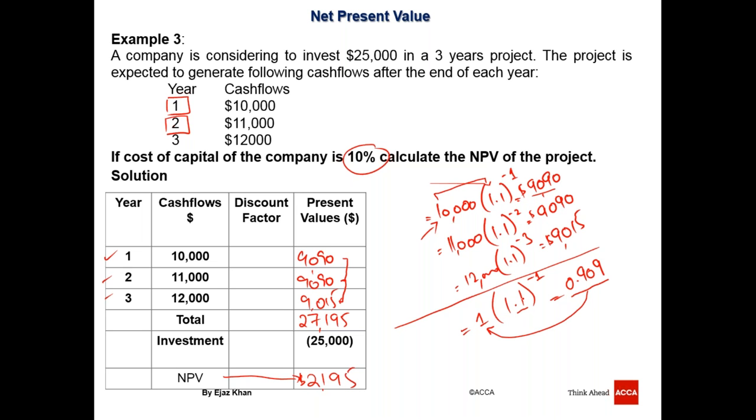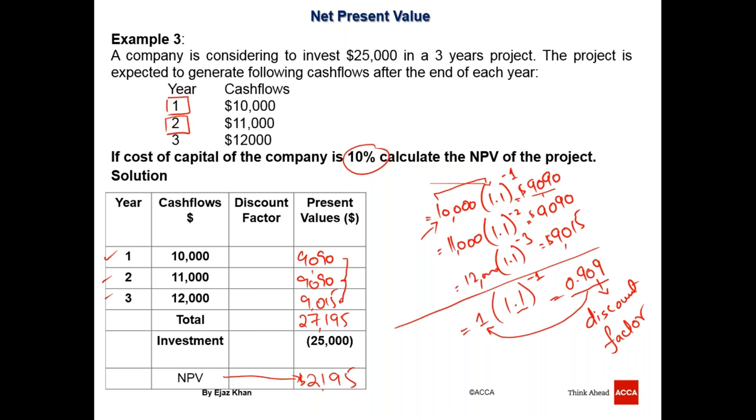The maximum that should be invested for $1 to be received in 1 year's time should be 0.909, provided that the company needs to generate a return of 10%. So for every $1 that it receives in 1 year's time, it should invest $0.909. This value, which is the present value of $1, is called discount factor. Discount factor is actually the present value of $1.